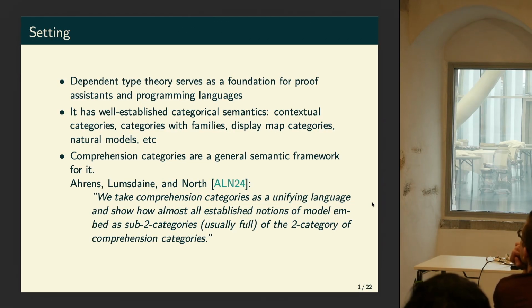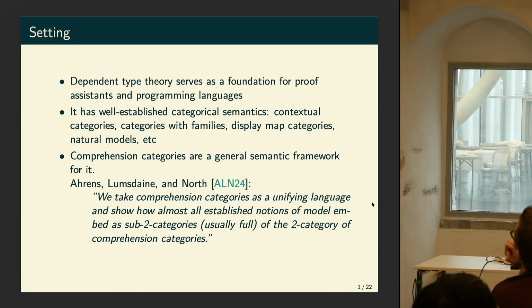I guess we can all agree that dependent type theory serves as a foundation for proof assistants and programming languages. And we know that there are many well-established categorical semantics of it: contextual categories, categories with families, display map categories, natural models, etc. But there are comprehension categories, which are more general than the other ones, and they are what we are going to focus on in this talk.